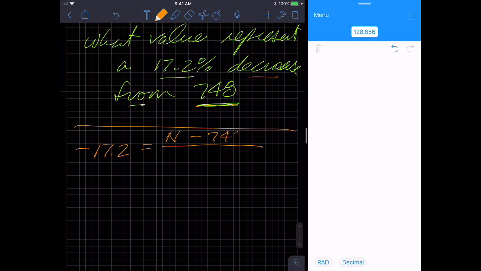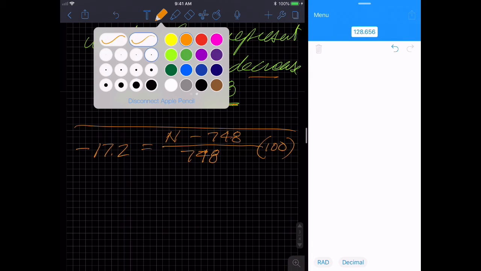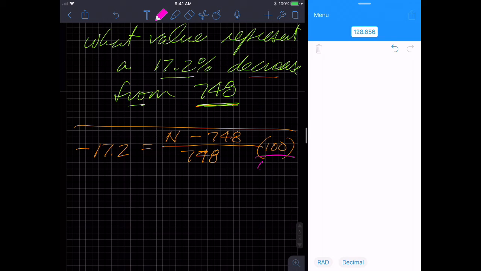My original value was 748, divided by my original value, 748, and this is 100. I'm going to divide both sides by 100. Why do I want to do that? Because this 100, I want to be 1. And so I'm going to divide both sides by 100. I'm going to have negative 0.172. I'm going to have n minus 748.